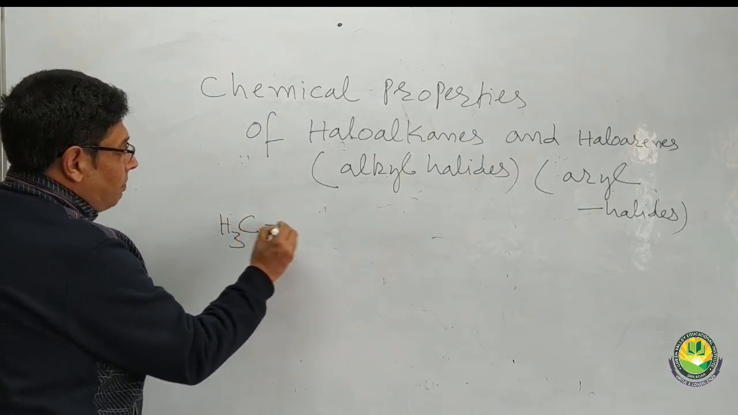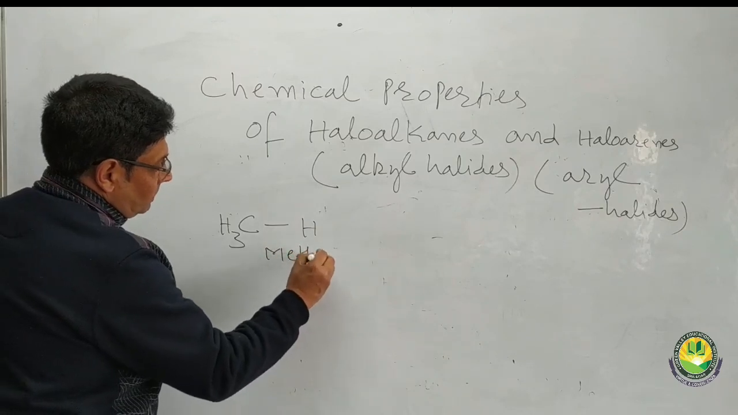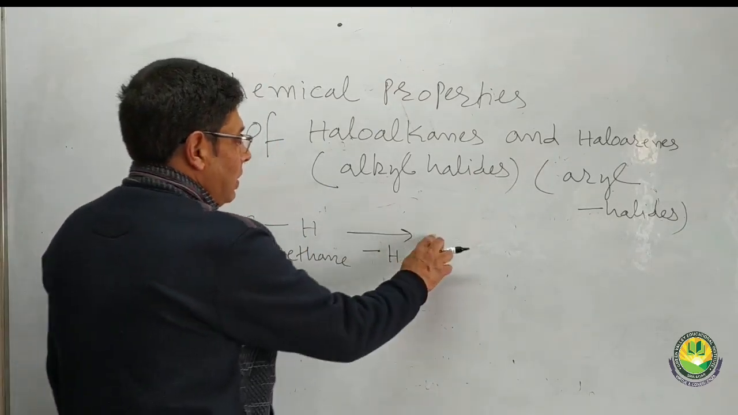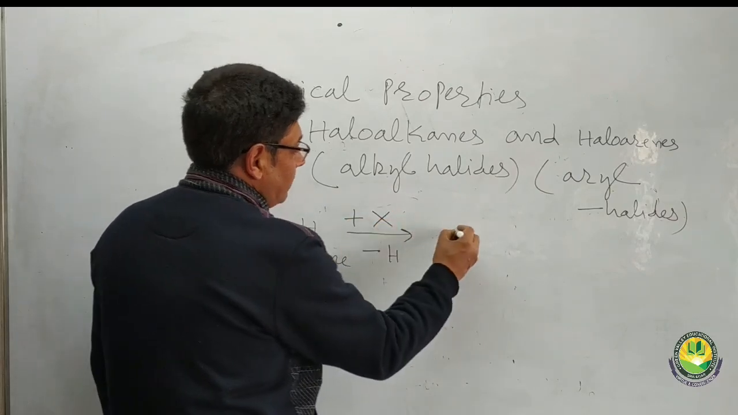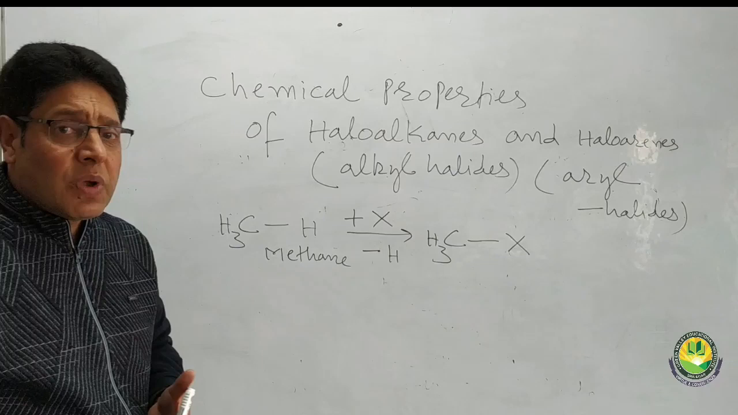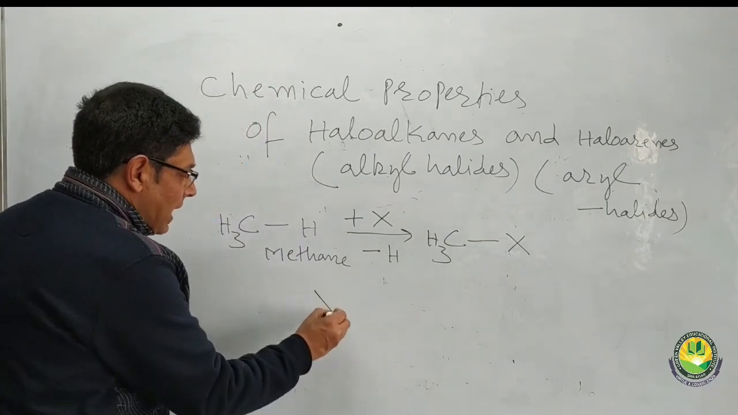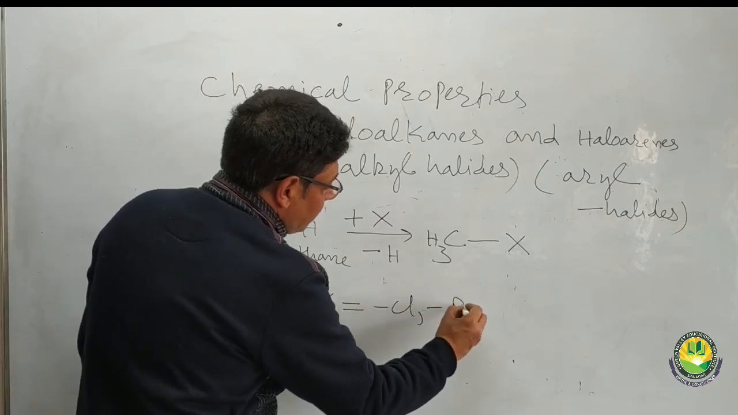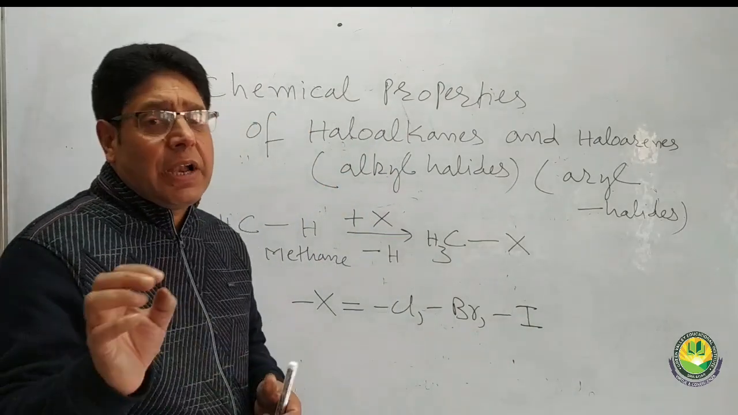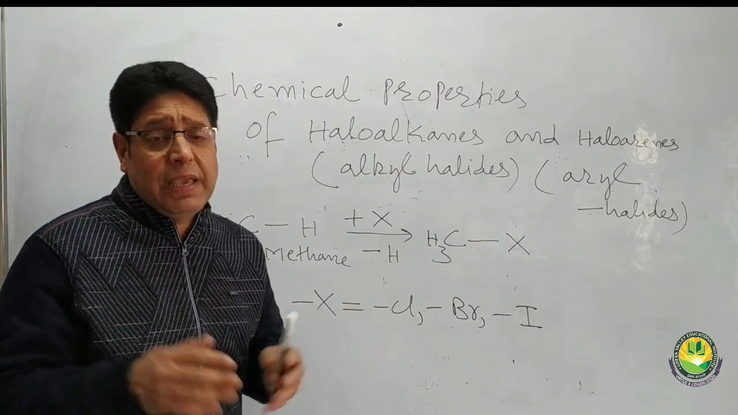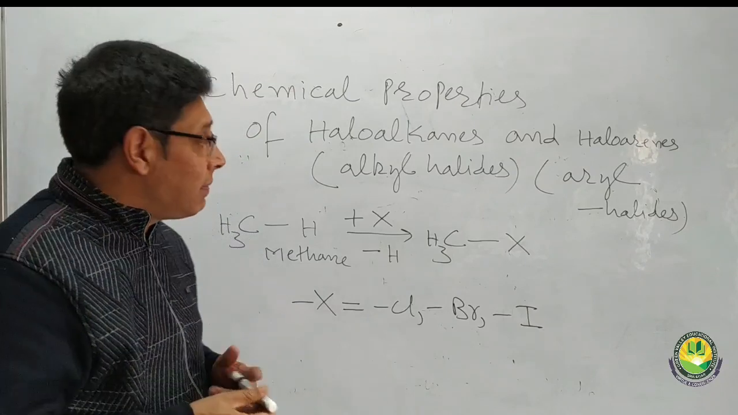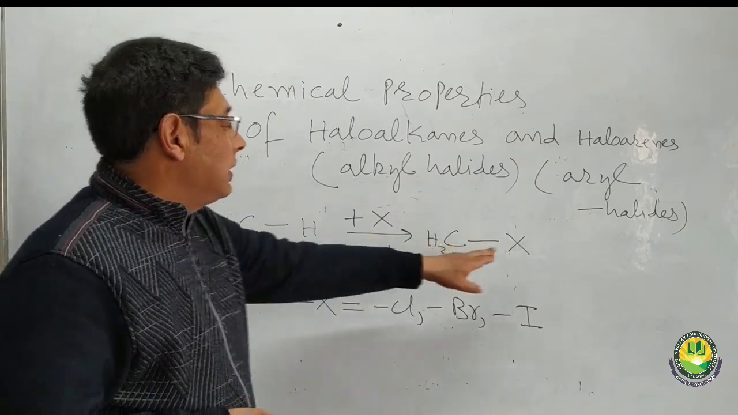I have got methane. If hydrogen is dropped and substituted by halogen, this compound will be called as haloalkane. X stands for halogen. X can be chlorine, bromine, or iodine. So when you replace hydrogen atom or atoms from alkane and these are substituted by halogen or halogens, the compound is called as haloalkane, or we call this as alkyl halide.